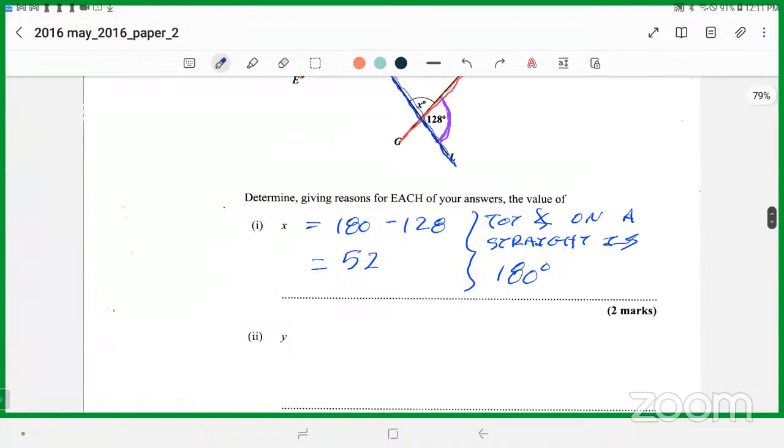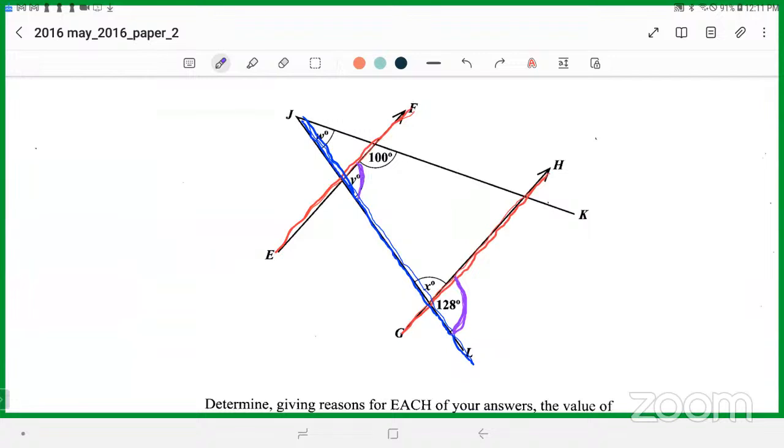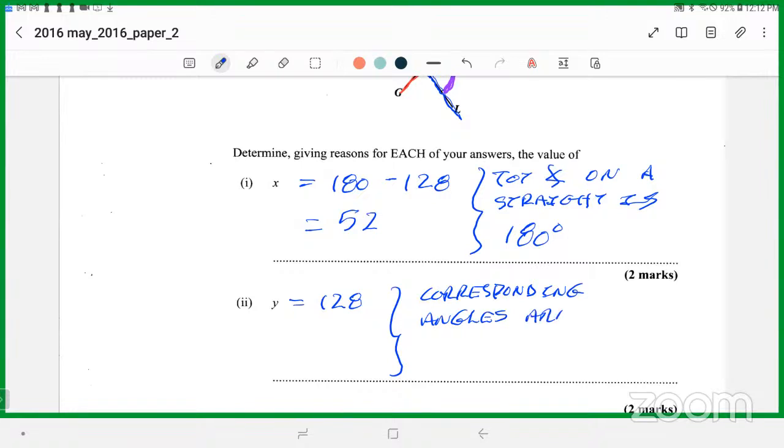But anyway, these two angles are corresponding, as I said. Both of them, because of the parallel line, are interacting with this blue transversal line the same way. So they correspond. They're corresponding angles. So they're equal. So I'm going to write y equals 128. Easy. Corresponding angles are equal. That's my reason.